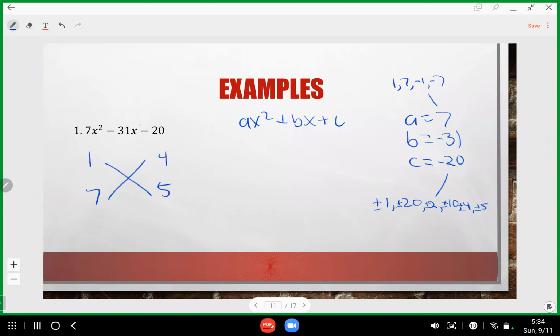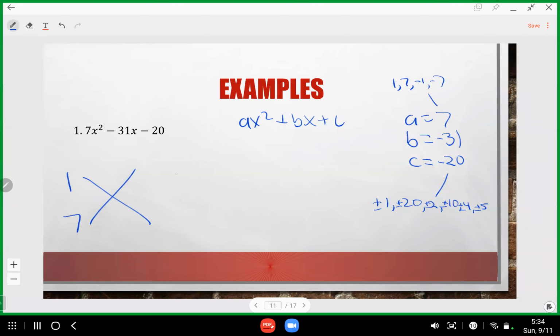Let's multiply these. What is 7 times 4? 28. Plus 5? 33. Good. Does it work? It doesn't add up to B. That's because we did something wrong. So keep trying. When you get used to factoring, I can immediately see what the factors are.